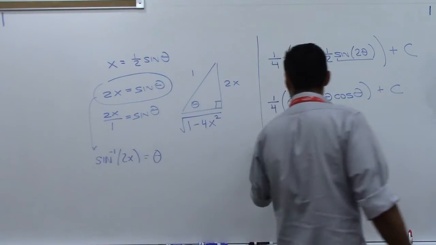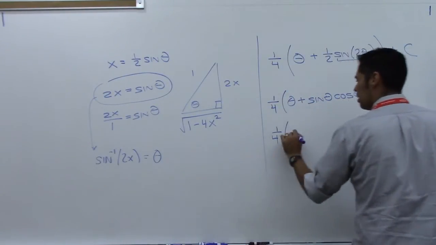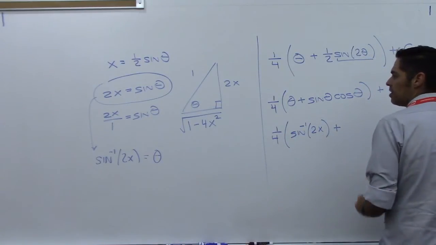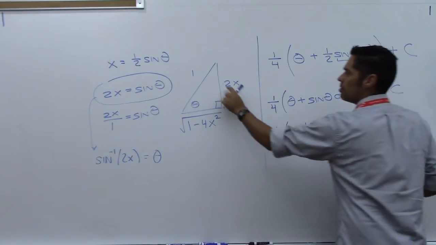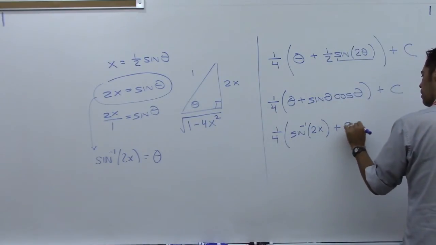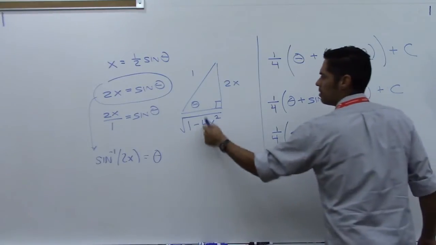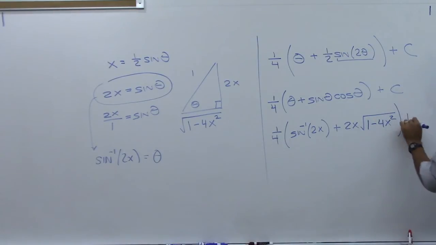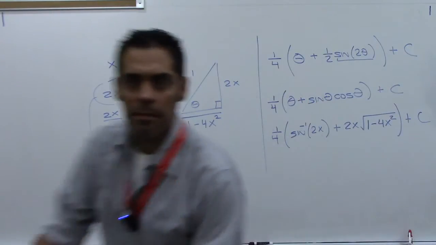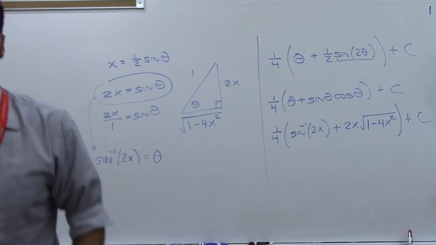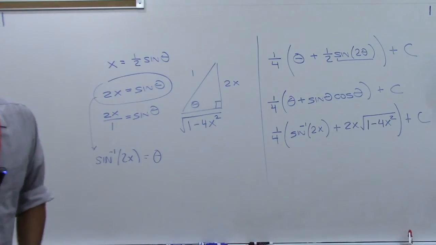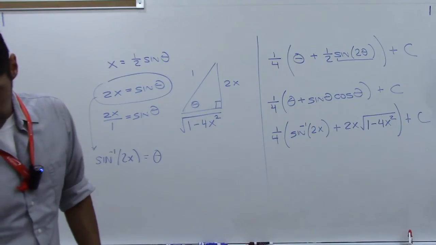So I have 1/4, and then theta, which is arc sine 2x, and then plus sine theta, which is just 2x, times cosine theta, which is this over 1, which is just this, plus c. And I hope that's all coming out. It's close, but it's working. All right, that's number, forgot which one that was.